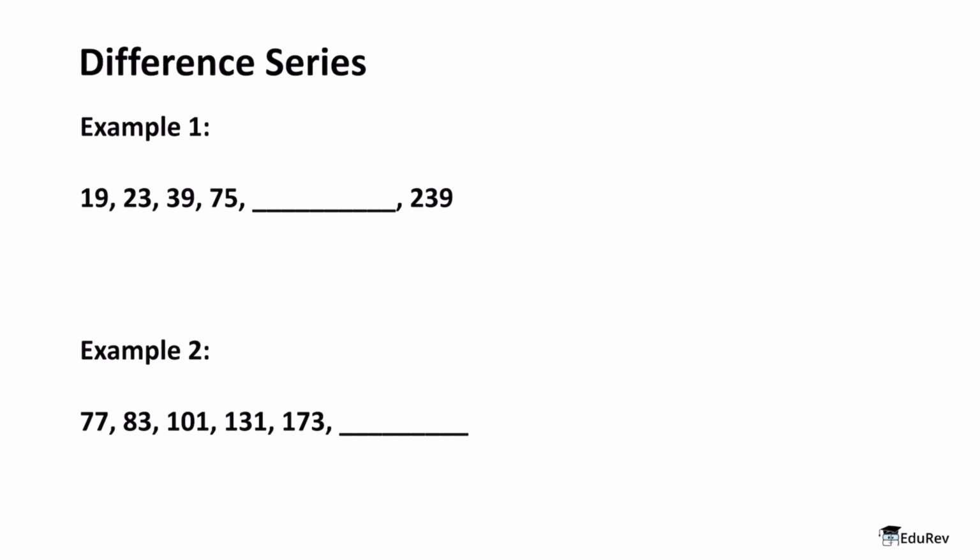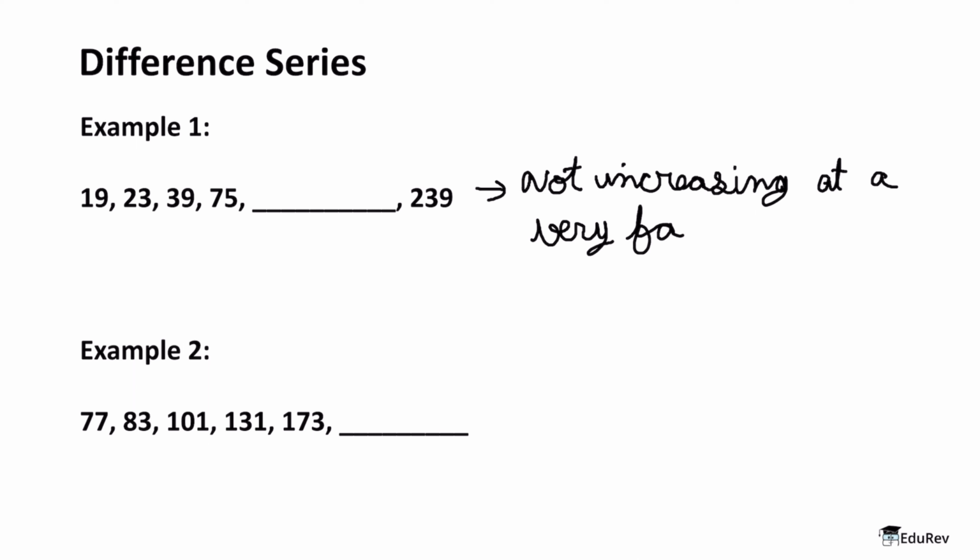So the first example we have here is 19, 23, 39, 75, then there is a blank and 239. As we can see, the series is not increasing at a very fast rate. So this means that we can actually apply the difference method here. Here the difference is 4. Here the difference is 16. Here the difference is 36.